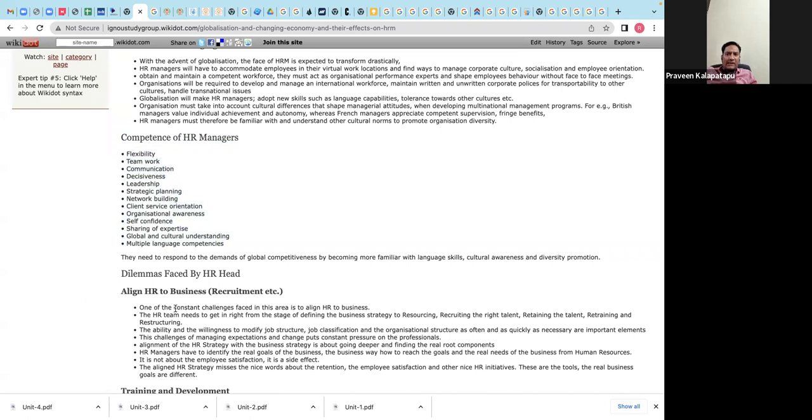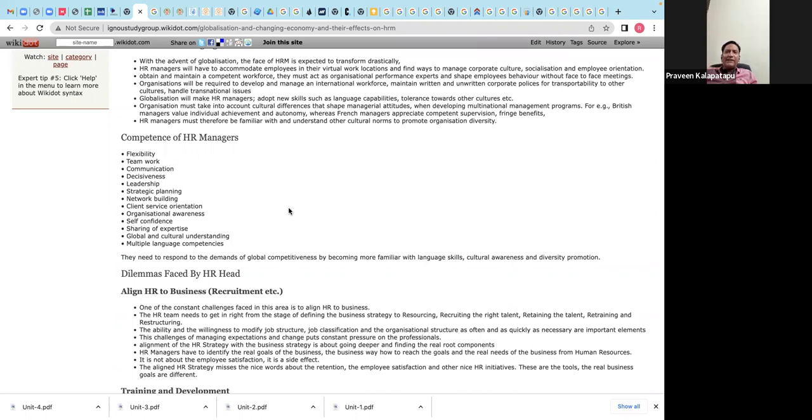They need organizational awareness, self-confidence, and communication. So all these points reminded me of some of the leadership characteristics to some extent. Maybe some aspects might be different, like multi-language competencies. Global cultural understanding might be missing over there, but otherwise a leader should be flexible.